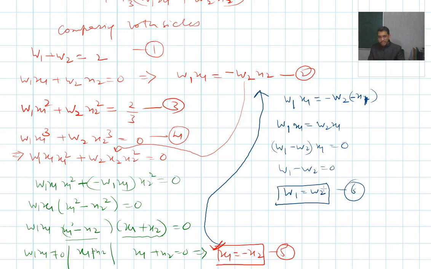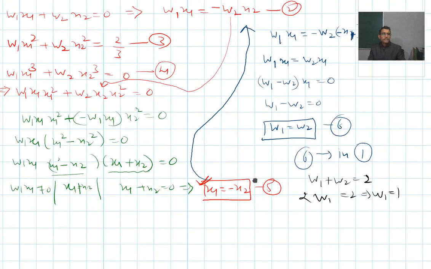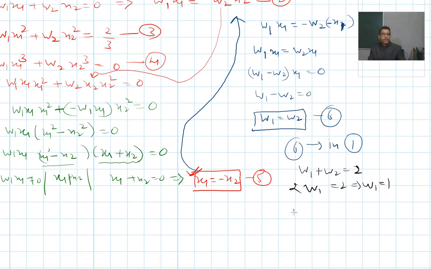And using 6 in 1, w1 plus w2 is equal to 2, but w1 is equal to w2, so twice w1 is equal to 2, which implies w1 is equal to 1. That means w1 is equal to w2, which is equal to 1, right? So this is equation number 7.